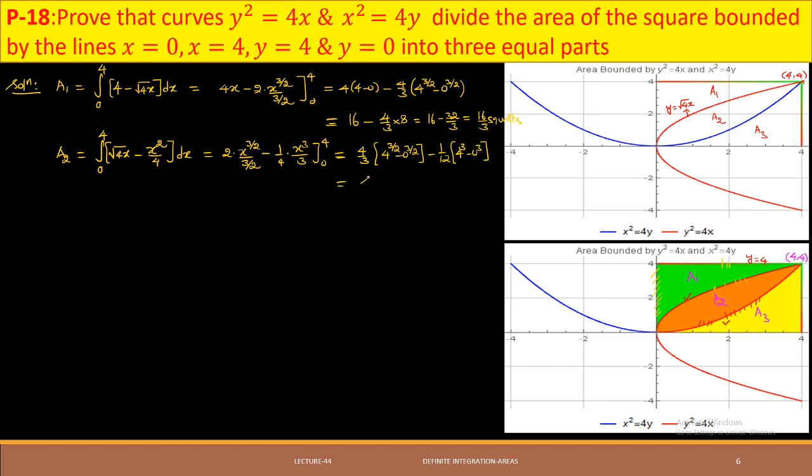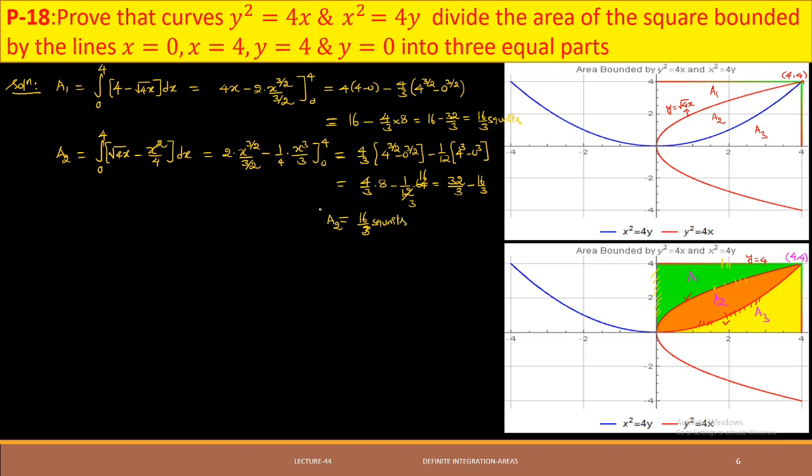So this is equal to 4 by 3 into 8 minus 1 by 12 into 64. Yes. So that is equal to 32 by 3 minus 16 by 3. Here 32 by 3 minus 16 by 3, so this is equal to 16 by 3 square units.